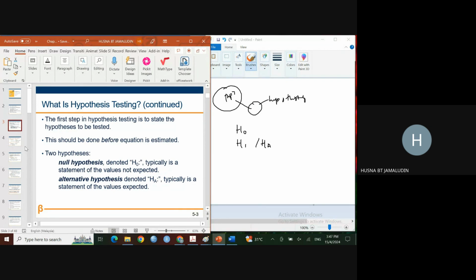Okay. So how do you normally write the hypotheses? You're going to write your H1 or HA first, because this is your own hypothesis. And then you're going to write H null. Okay.